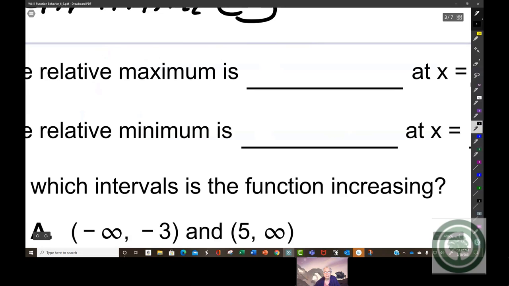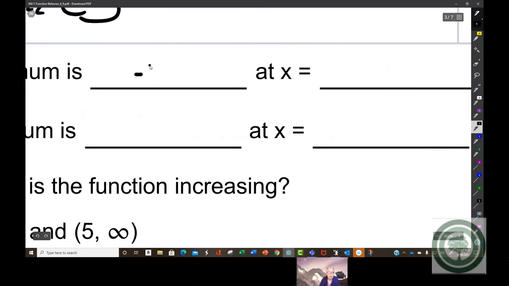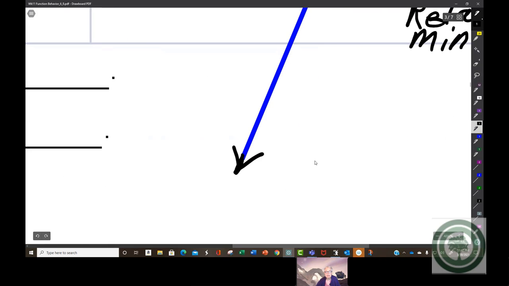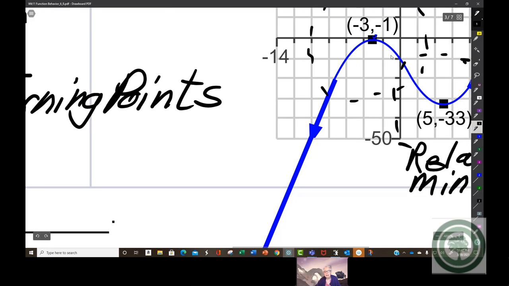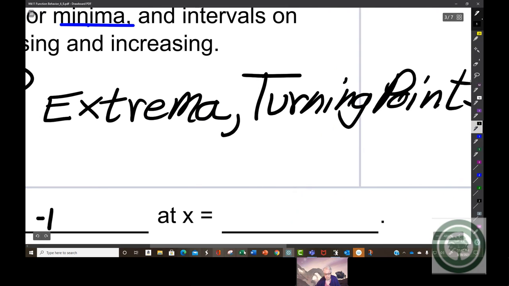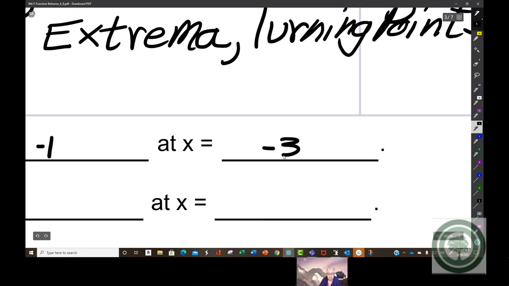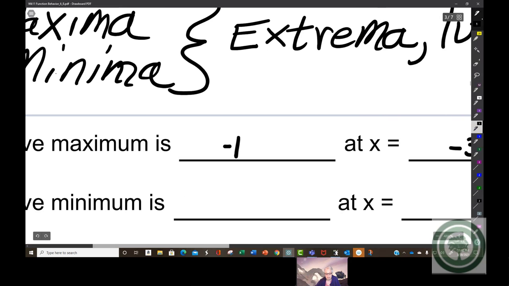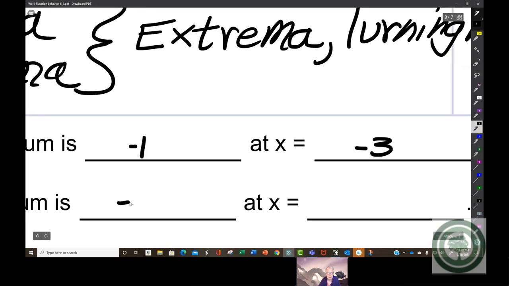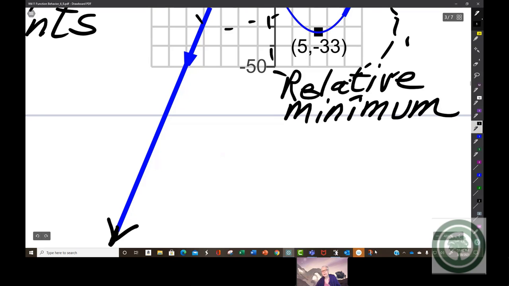So the relative maximum is -1 at x equals. You always say where something is on the x-axis. It's at -3. So the relative maximum, the local high point, is -1 because it's higher than the other points around it. And it's located at x equals negative 3. The relative minimum is negative 33, and it's located at x equals 5.